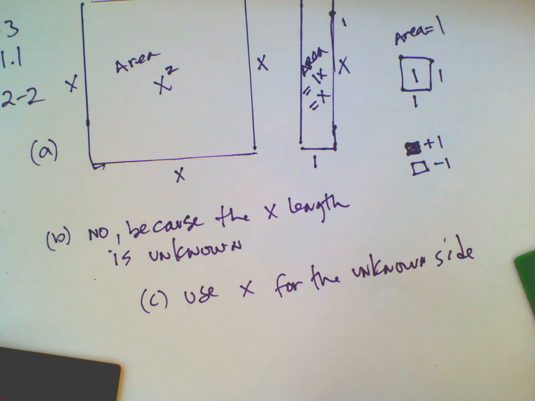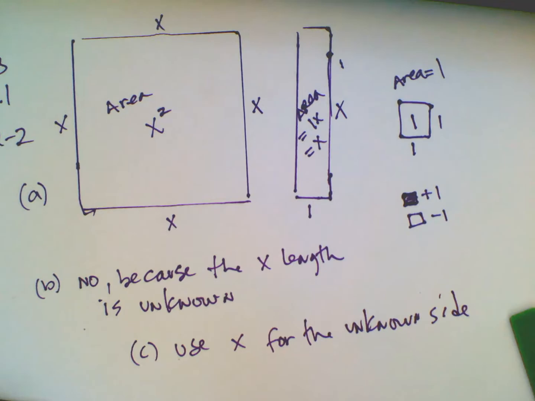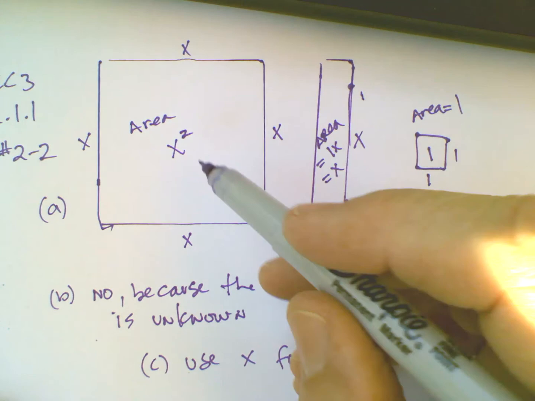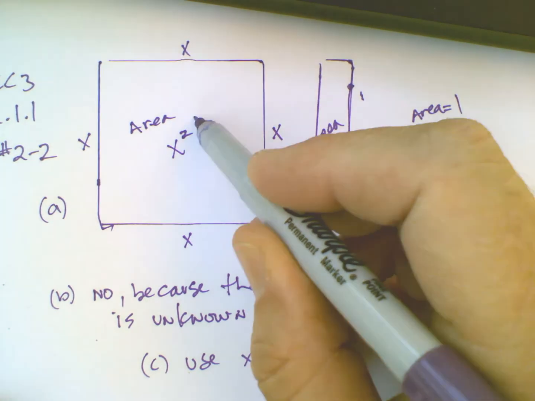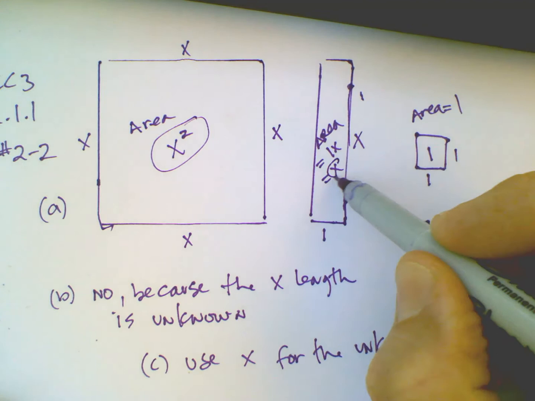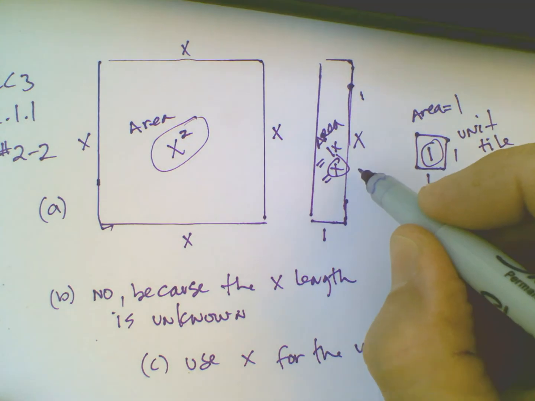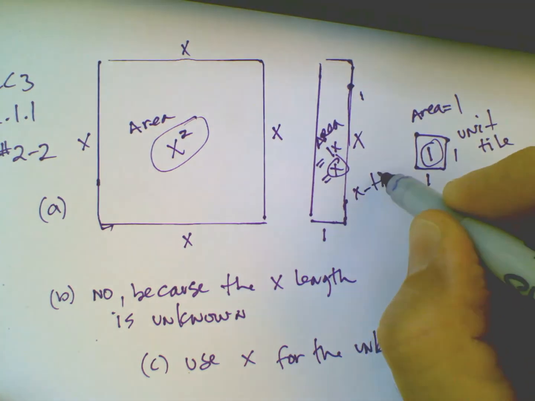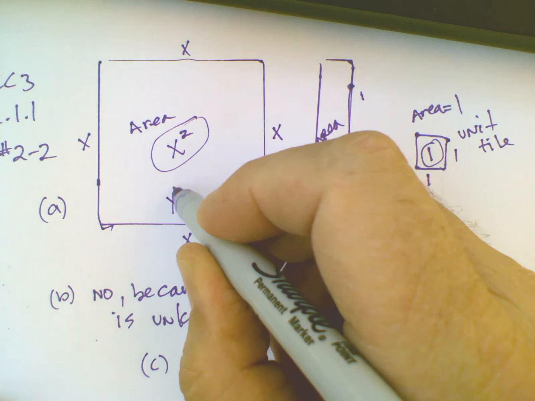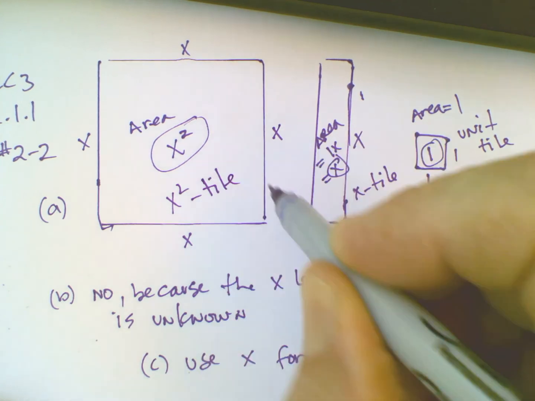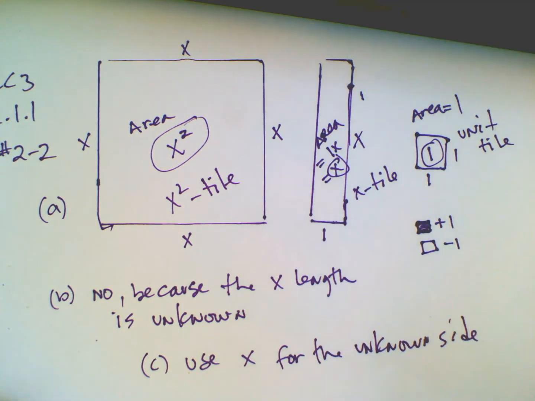D says, label your drawings and then name the other tiles using the areas. We did that in A, actually. We labeled our tiles and their areas. So its name is x squared, its name is x, and its name is 1, or the unit tile, we call it. The unit tile, this is the x tile, and this is the x squared tile. Those are their names. So that would be D. All right, I hope that helps.